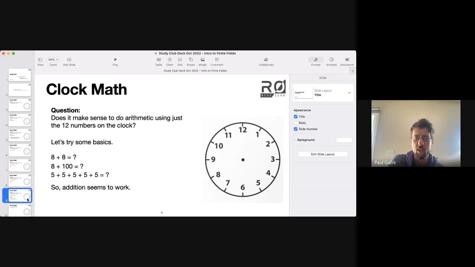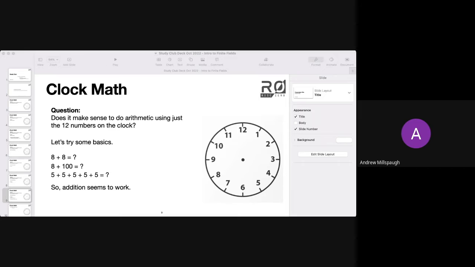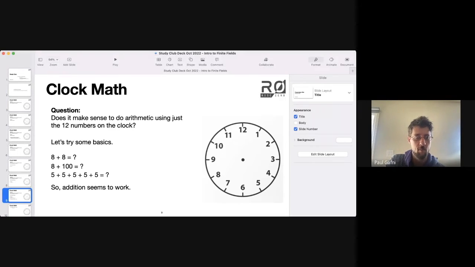Any questions about this basic idea of doing addition on the clock? Is that a hand? No, that was an admit. Okay, gotcha. Okay, cool. So hopefully this feels pretty clear so far.